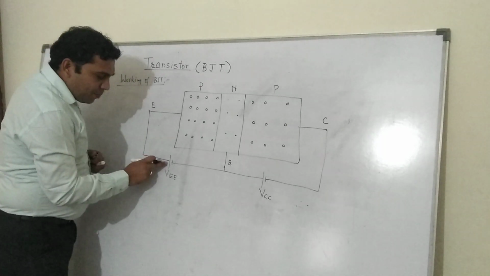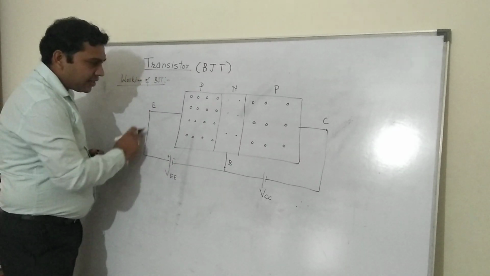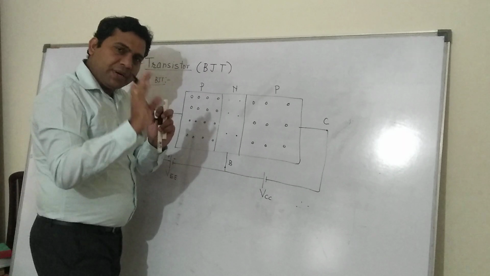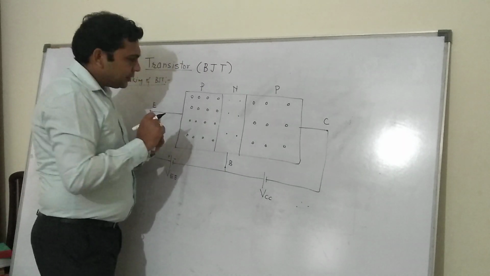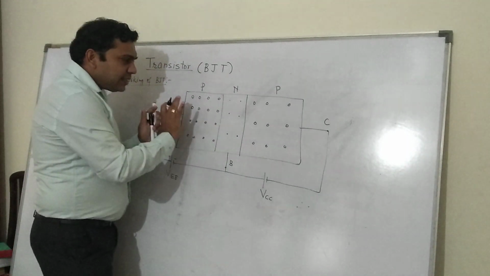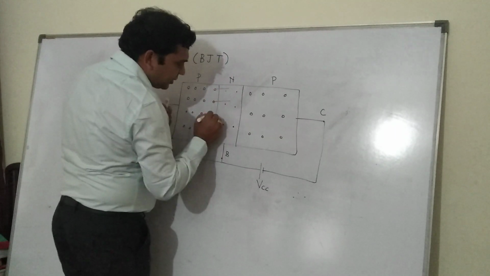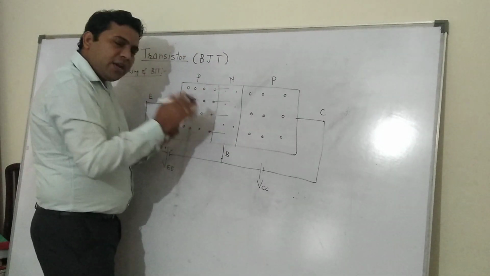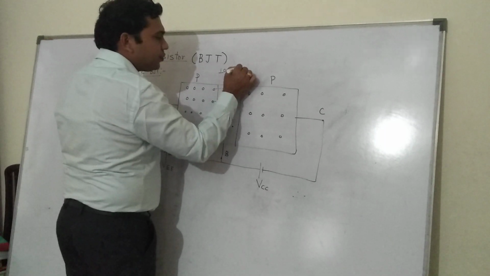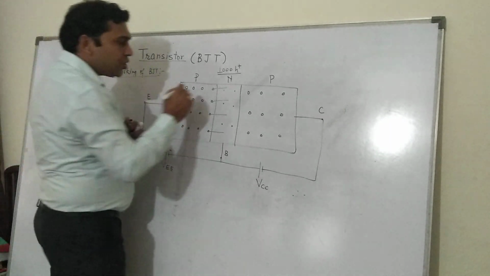So when you apply positive bias here, the positive terminal of the battery is connected to the P side. Let's say 1000 holes, I am just taking a number to understand things. Because the positive terminal of the battery repels the holes, let's say the 1000 holes move towards the N side. I'm showing only four here. Let's say 1000 holes are moving towards this side.